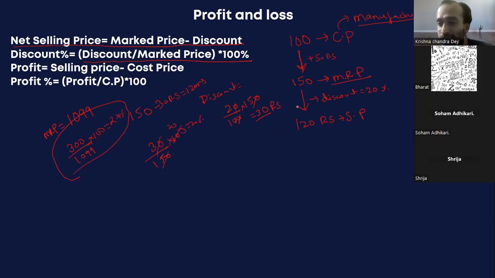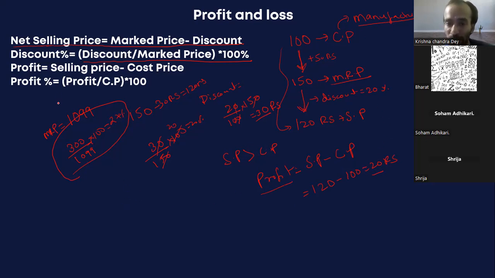Now, finally, he sold at 120 rupees. If his selling price is greater than the cost price he bought at, he will end up getting a profit. Profit is equal to selling price minus cost price. That is equal to here 120 minus 100. So he made a profit of 20 rupees, right? But for profit percentage, I have spent 100 rupees to earn this 20 rupees. So what is the percentage I have earned? It's the profit I have earned.